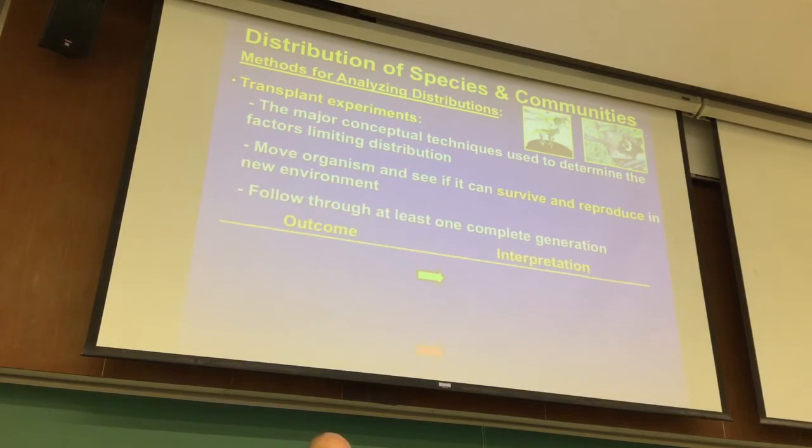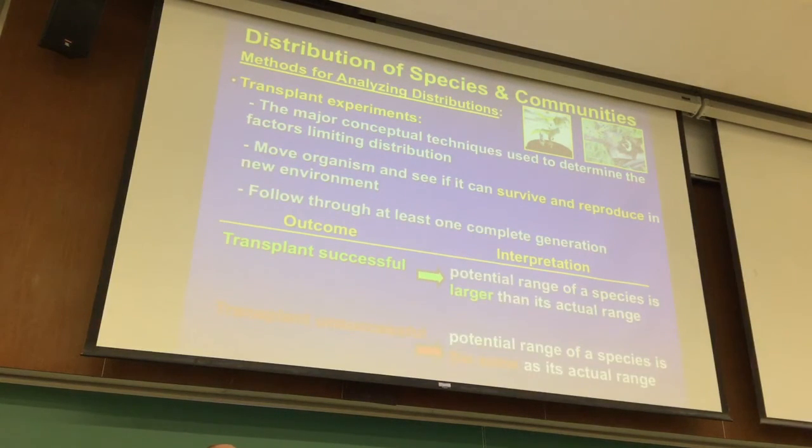So what is the outcome then? So if my transplant is successful, well, what does that mean? It means that the potential range of a species is actually larger than its actual range. It's bigger than what it actually is. And if a transplant is unsuccessful, that means that the potential range is the same as the actual range. It's no larger. Those are the two logical outcomes.